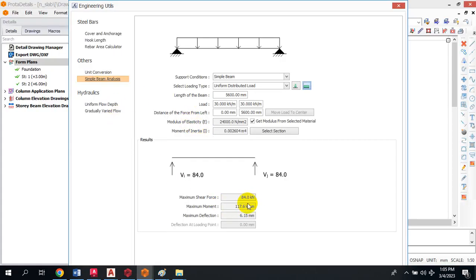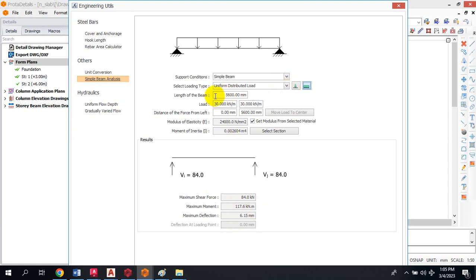So our RB is equal to 84, our maximum moment is equal to 117.6 kilonewton meter, and our maximum deflection is equal to 6.15. If you check your deflection, you are definitely also going to get this particular value. You can do that on your own.